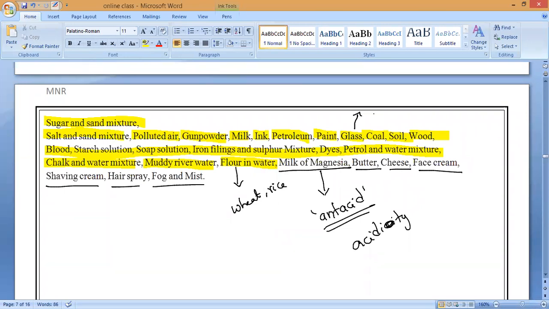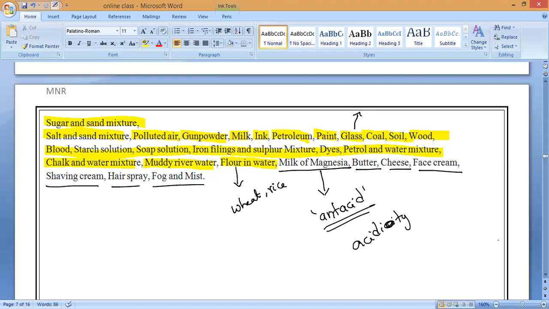Heterogeneous. Sir, another doubt, sir. Yeah. How would wood be a heterogeneous mixture? Wood contains a lot of substances, in the sense that it contains many kinds of parts. A plant contains xylem, phloem, fibers and all, different things. So it is different kinds of things. That is the reason wood is also considered one. Our blood also. Blood is also an example of a heterogeneous mixture. Understand?